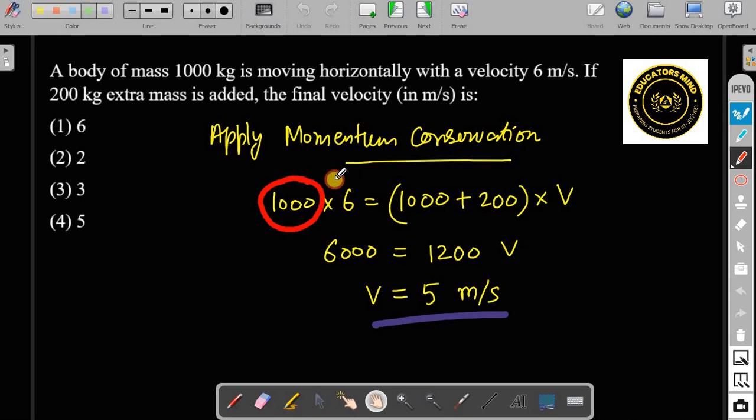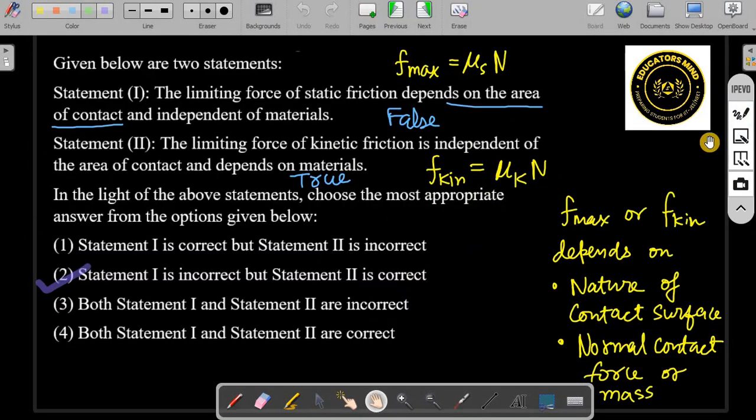So the initial momentum is mass into velocity. The final mass is extra 200, right? So this is the final mass into the final velocity. So from here you calculate v: 6000 by 1200, that will be 5 meters per second, right? Then let us go to the next question.